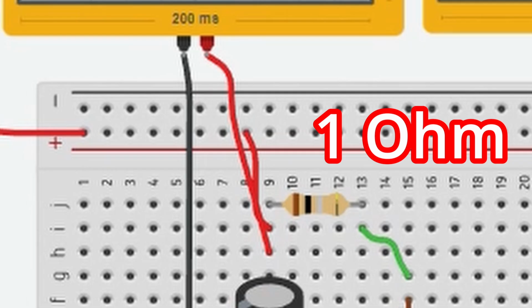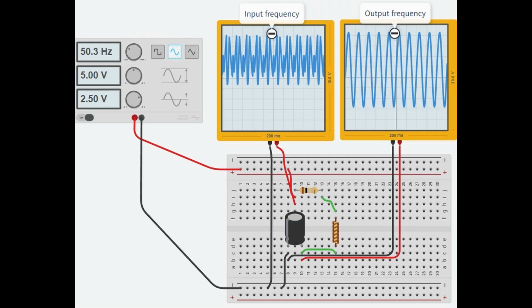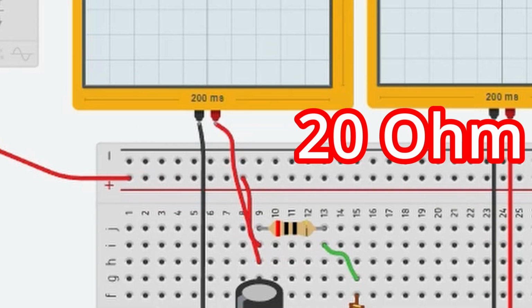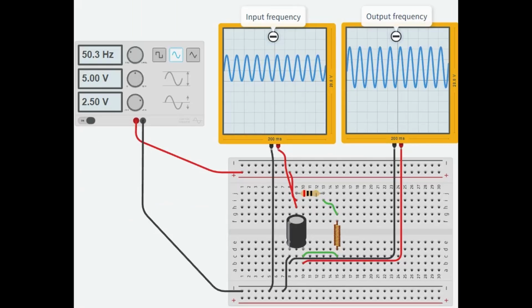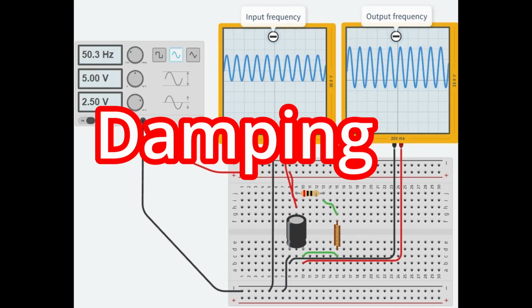Let's reduce the resistance value to 1 ohm. You can see that the voltage increases beyond the input voltage, destroying the capacitor. Now I will raise the resistance value back to 20 ohms. The capacitor is not destroyed and the waveform is output normally. To prevent this voltage rise, you can solve it by increasing the resistance value of the circuit. We call this process damping.